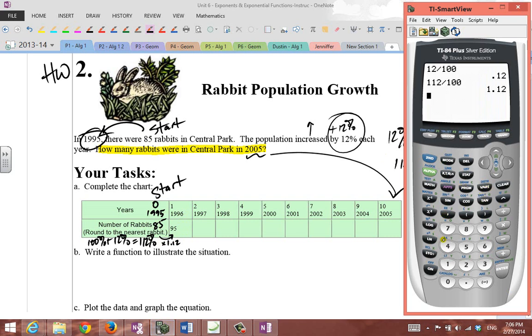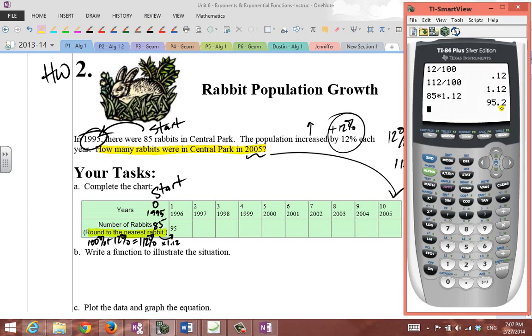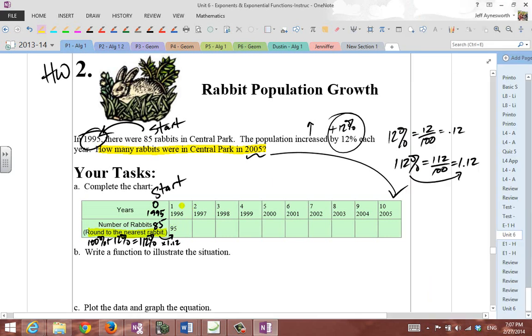So what I want to do is start off with 85. That's how many rabbits we start off with. Multiply it by 1.12, which is 112%. Holy cow, it's 95.2, but you can't have a fraction of a rabbit. That's impossible, unless one's been eaten by a coyote, but this one hasn't. So that's why the directions say, round to the nearest rabbit. Why? Because you can't have fractional rabbits unless they're dead and partially eaten. 0.2 is 1/5 of a rabbit, but these rabbits aren't eaten, they're live. So we have 95 rabbits.